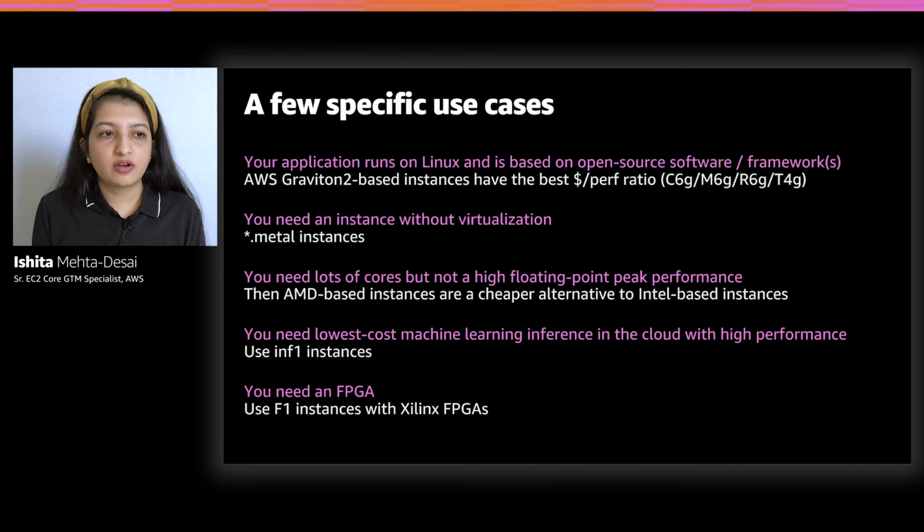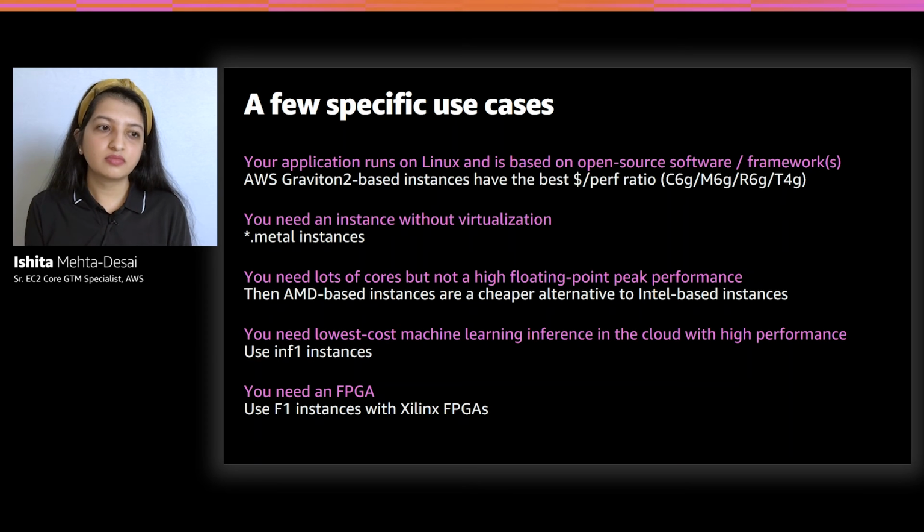Now, we often come across customers talking to us about specific use cases, which I thought would be worth mentioning. The first one is, let's say your application runs on Linux and is based on an open source software or framework. In that case, what we recommend is to use our new AWS Graviton 2 based instances, as they have a better price per performance ratio.